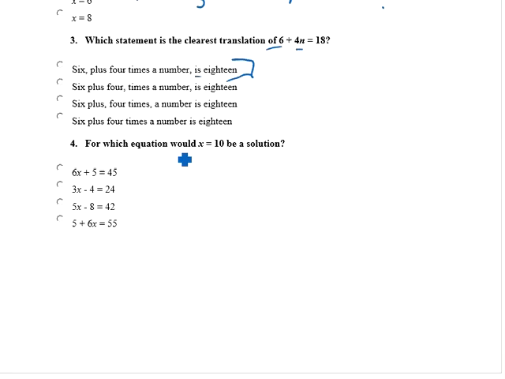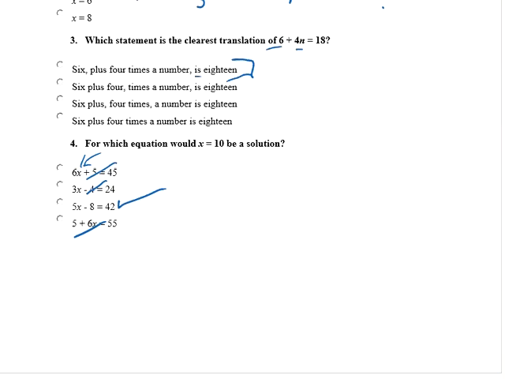For which equation would x equal 10 be a solution? Well, let's just plug 10 into all of these. Let's do the first one. 10 times 6 is 60, plus 5 is 65, so it's not that one. 10 times 3 is 30, minus 4 is 26, not 24. 5 times 10 is 50, minus 8 is 42. Boom. I like that one. The last one, 5 plus 60 is 65. So the third answer.